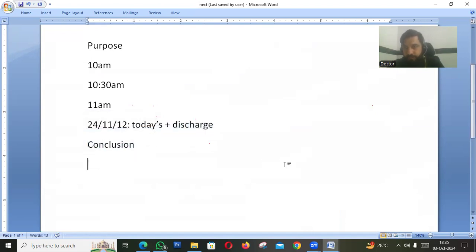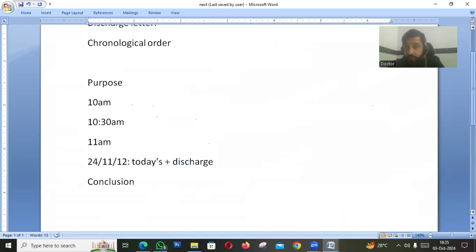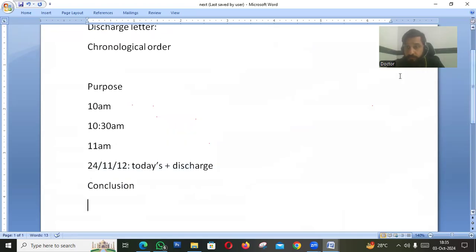I have a question, sir. Does the GP need to know everything that has happened for the patient, including the first aid and everything that has been going on in the hospital? Yes, briefly. This is a discharge letter.